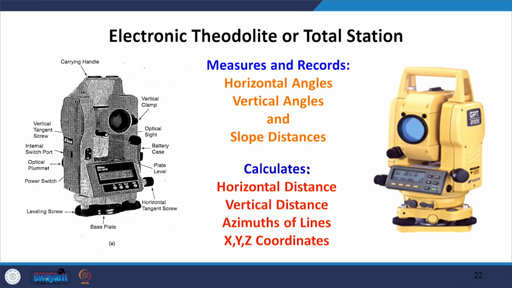Then the electronic theodolite, or what we call the total station, is also a wonderful piece of equipment for land surveying and mapping, because it can measure horizontal angle, vertical angle and slope distance. These are the measurements we take directly from these devices, but it can also compute. There is a small program that helps us compute the horizontal distance, the vertical distance, the azimuth of the line and the x, y, z coordinates of the point. So we can compute a lot of data once we take these measurements, using the data processing software available with the total station.